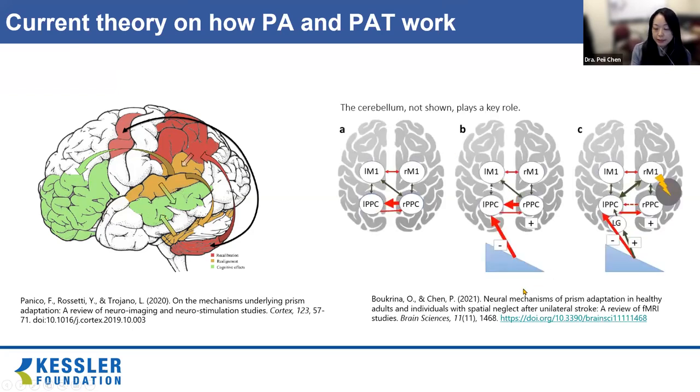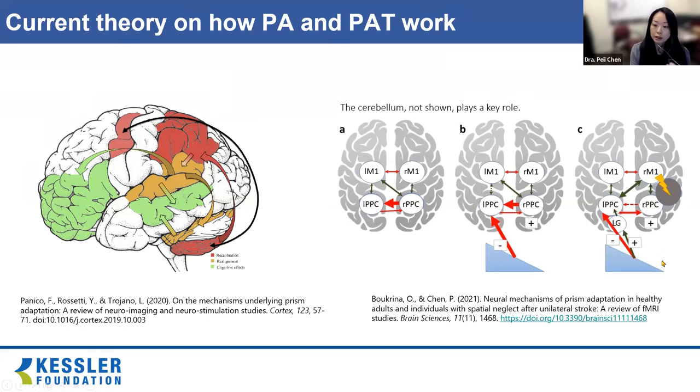Here is another schema that my team and I created to showcase the potential differences between the healthy brain and the patient who has right brain damage. It's a theoretical account of how prism-shifted visual information affects our brain. And our hypothesis is that in patients who have a right brain damage, for example, their posterior parietal cortex is somehow damaged, or the function of it is damaged, even if it's intact.